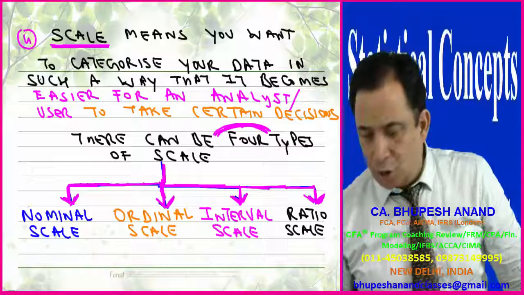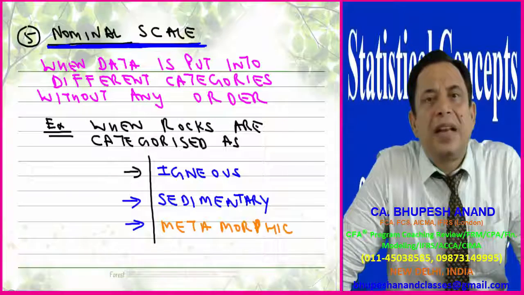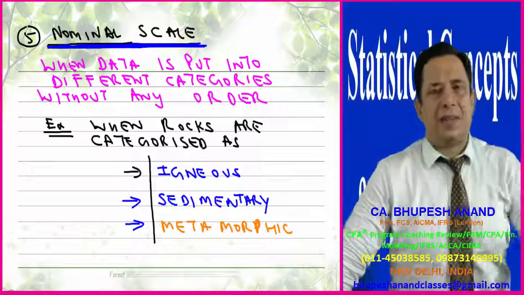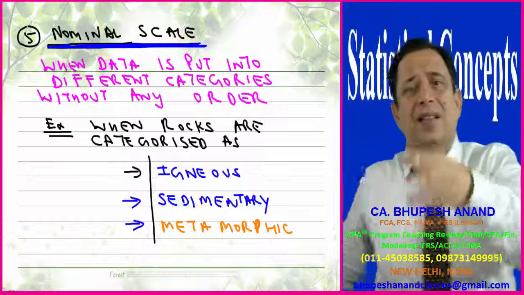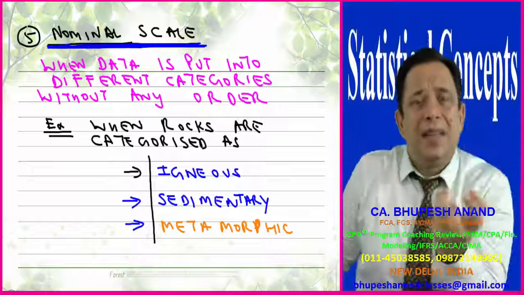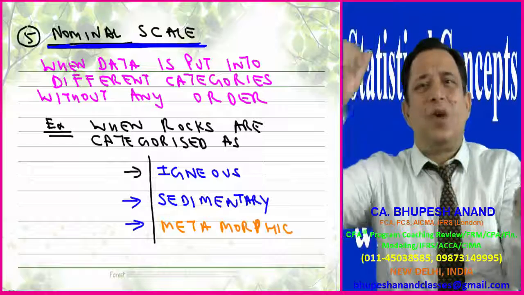So firstly, I am switching to nominal. What is the meaning of nominal? As the name indicates, nominal. As we have discussed in equity or fixed income, the nominal interest rate, which is equal to real risk-free plus inflation. Nominal. When I say nominal, I am just categorizing it without any order.